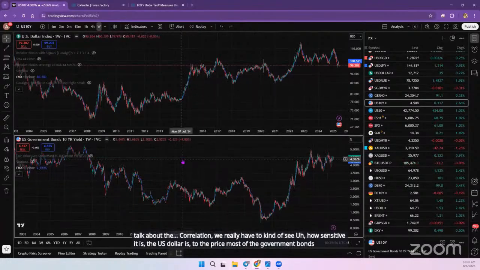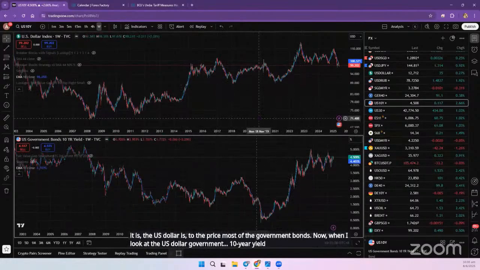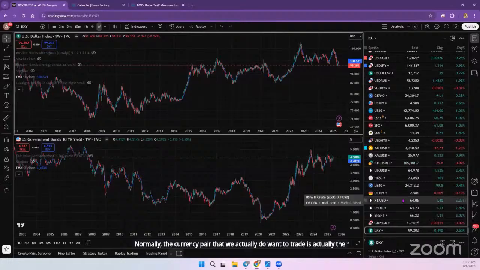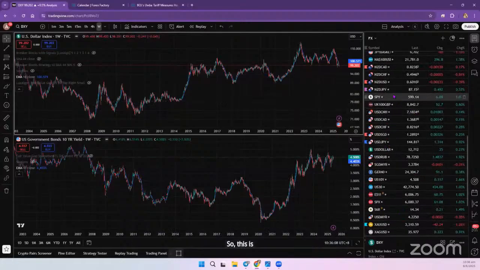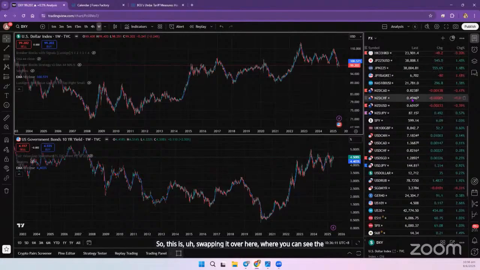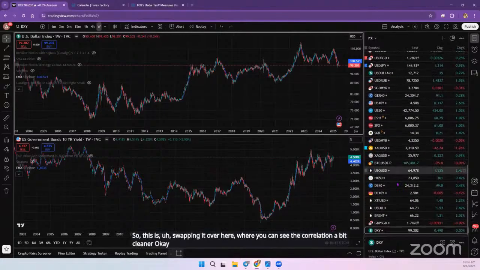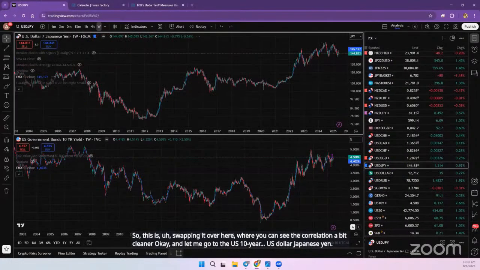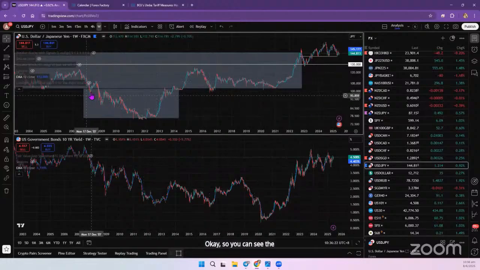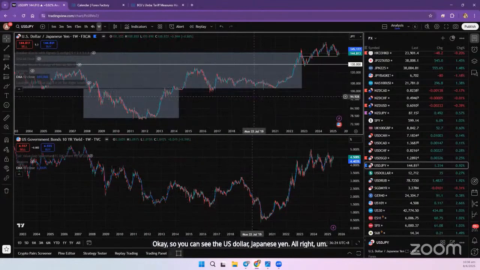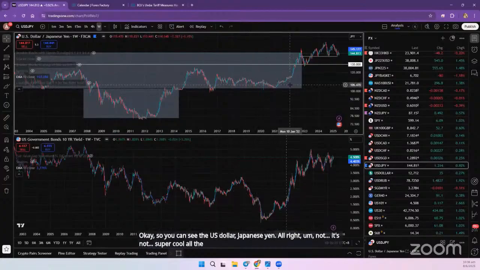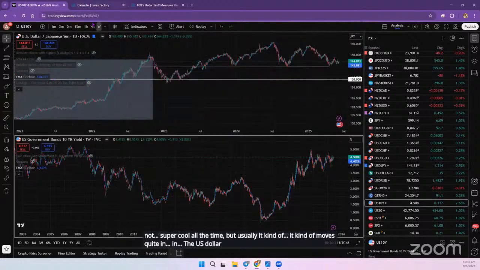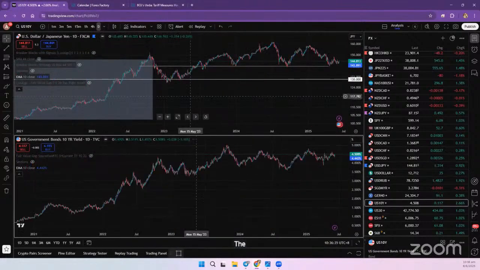Now, when I look at the US 10-year yields, normally the currency pair that we actually want to trade is the US dollar Japanese yen. So I'm swapping it over here, where you can see the correlation a bit cleaner. It's not super correlated all the time, but usually the US 10-year yield kind of leads the movement of the US dollar Japanese yen.